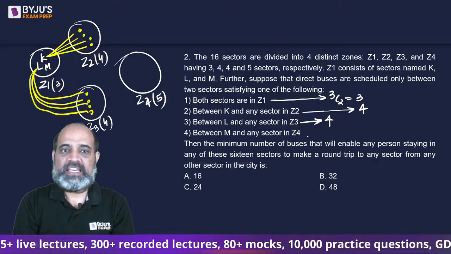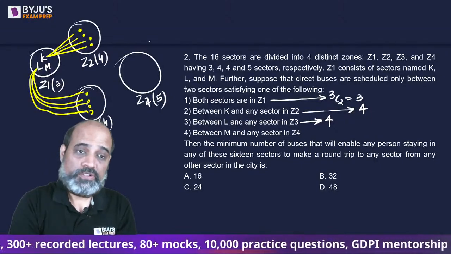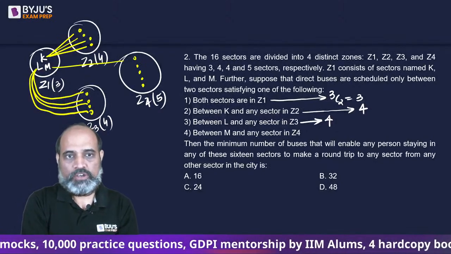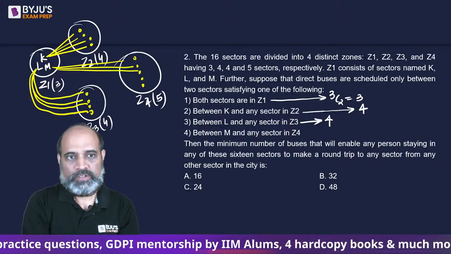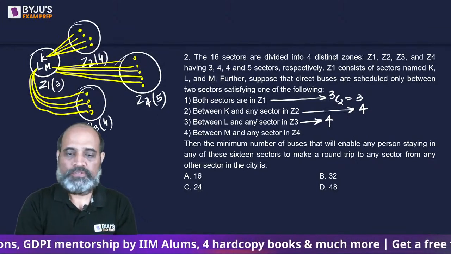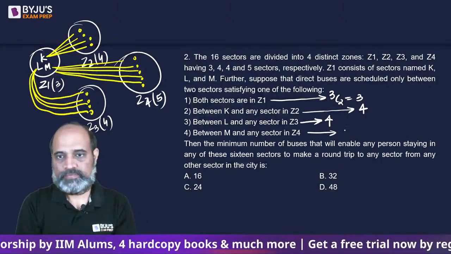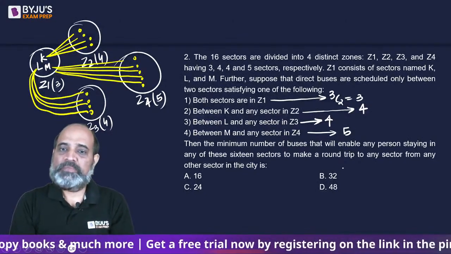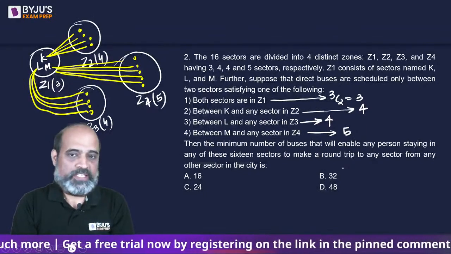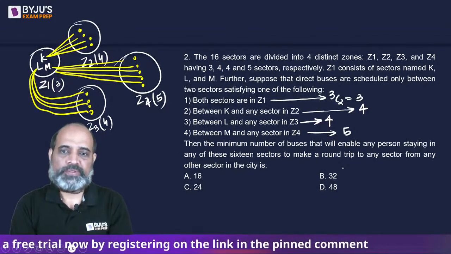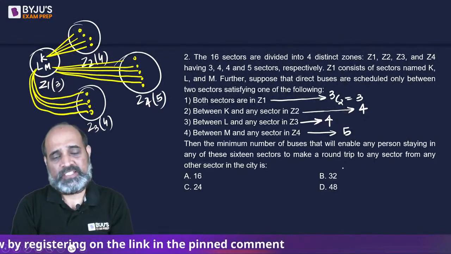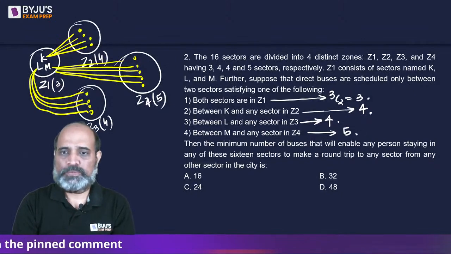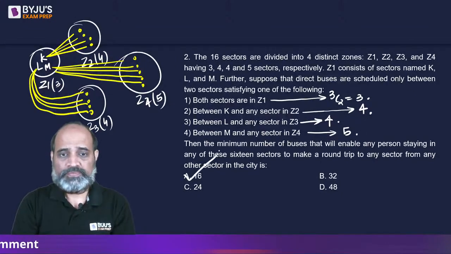Between M and any sector in Z4. So Z4 has 5 sectors. So M, how many roads are going to come out? 5 of them. Right? Then the minimum number of buses that will enable a person staying in any of these 16 sectors to make a round trip to any sector from any other sector of the city is. So obviously we have a total of 3 plus 4 plus 4 plus 5, which is same as 16. So आपको 16 हो जाएगा.